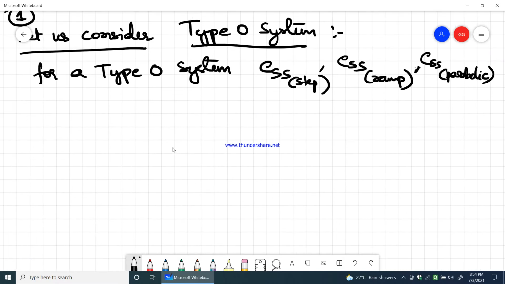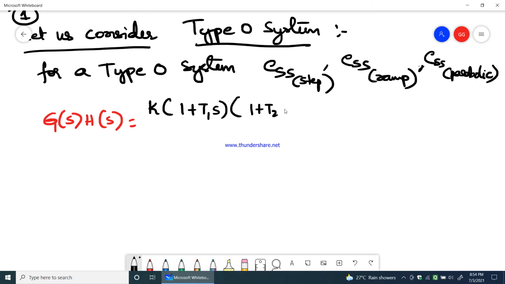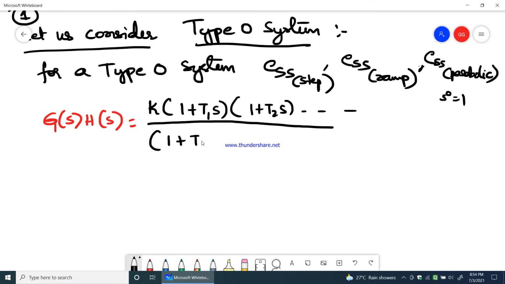So let us write the type 0 system in terms of an equation, where G(s)H(s) equals K into (1 plus T1 s) into (1 plus T2 s) and so on, divided by, for type 0, s power 0. Anything power 0 is 1, therefore divided by just (1 plus Ta s) (1 plus Tb s) and so on. So this is G(s)H(s) for a type 0 system, because s power 0 is 1.